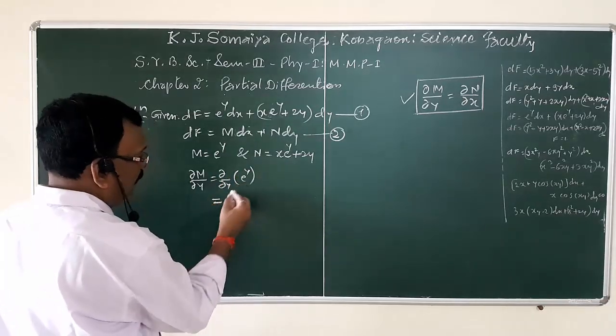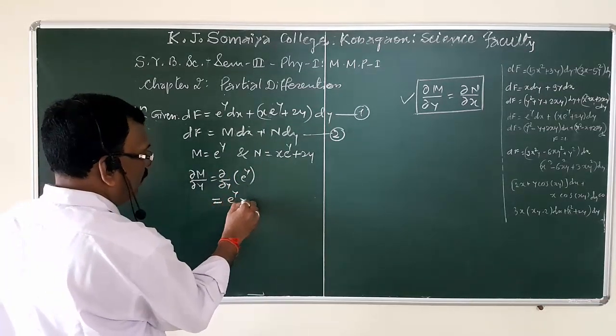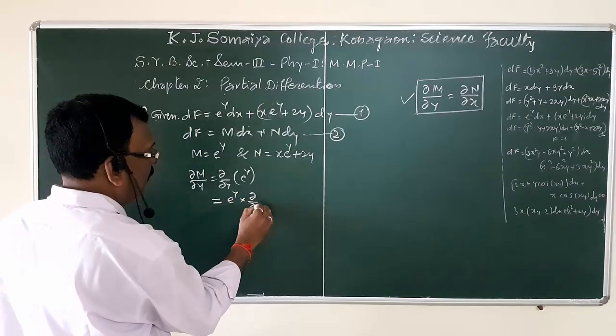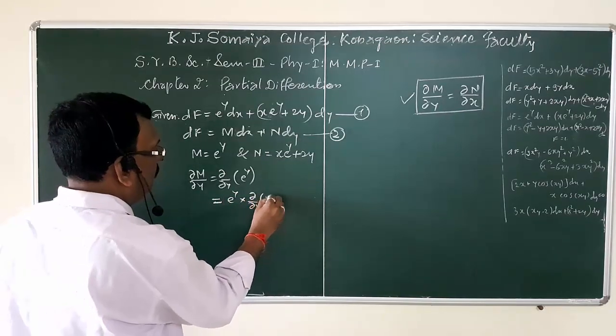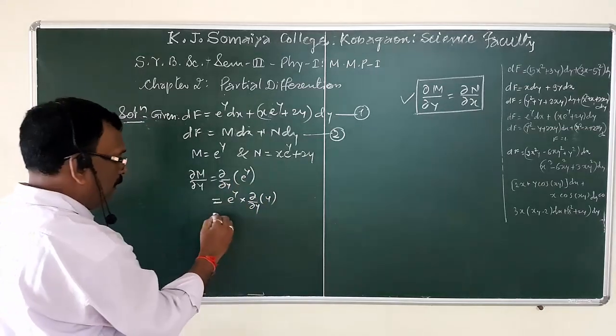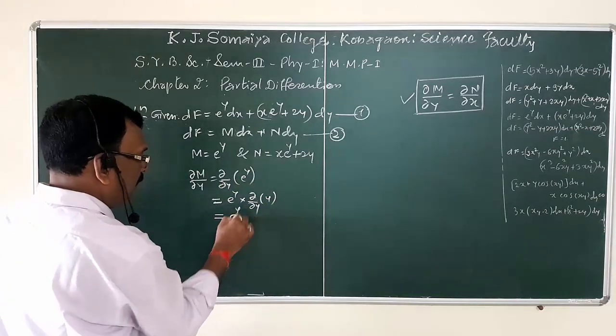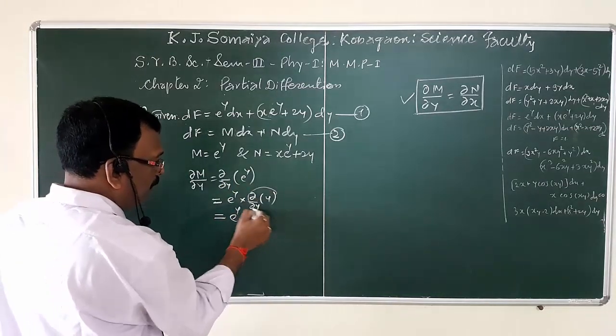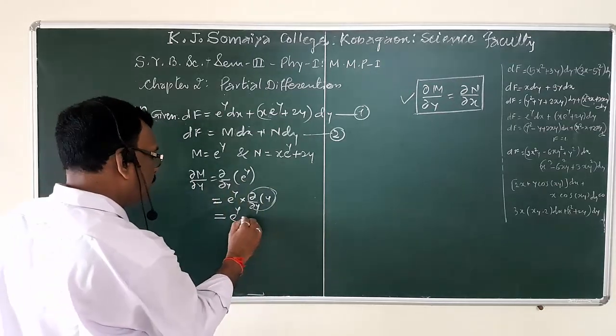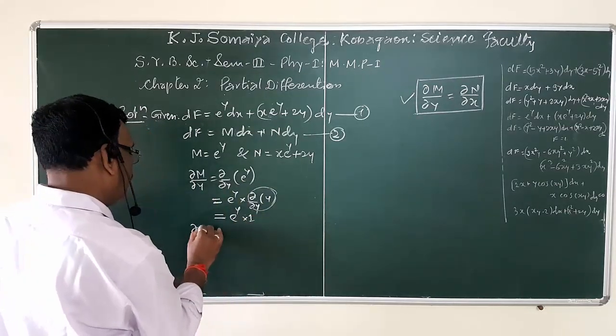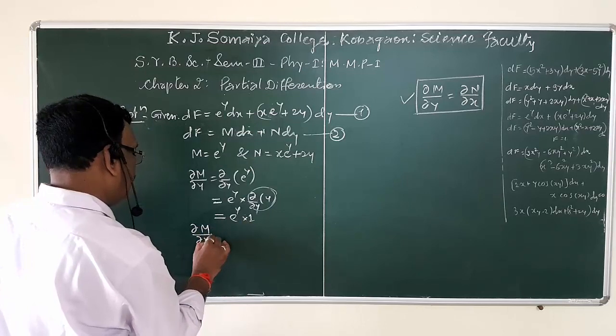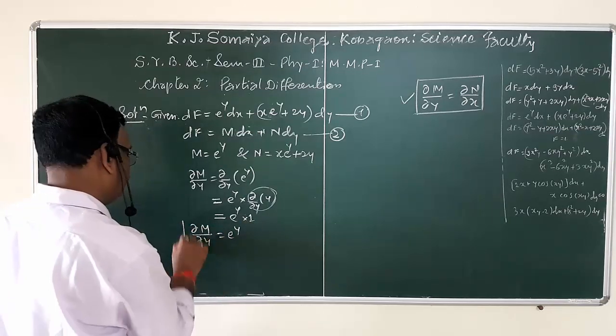Solve this differentiation: we have e raised to y into del by del y of y. Then e raised to y as it is, and the differentiation of this term is 1. Therefore, finally we have del M by del y is equal to e raised to y.